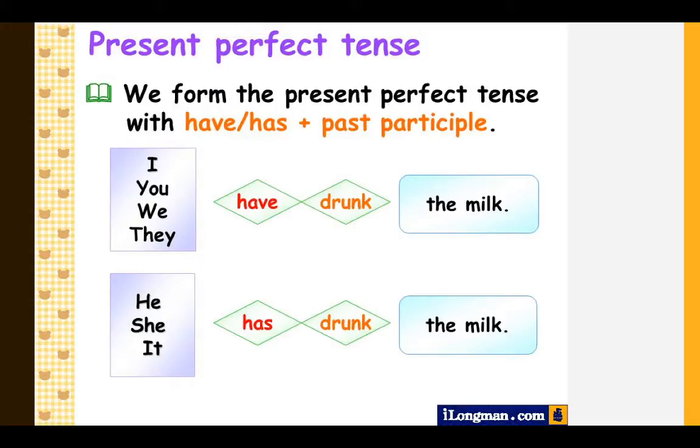What is the structure that we need to follow in present perfect tense? First of all, it's important to understand that we are going to use the auxiliary have or has according to your subject. For I, you, we, and they, we use have, and for he, she, and it, we use has. And then we have to use the past participle of our verbs. Okay? The only thing that we need to do is use the auxiliary have or has according to our subject and then the past participle of our verbs.